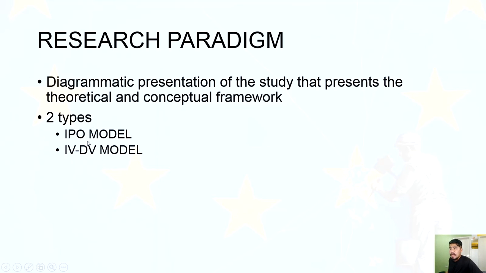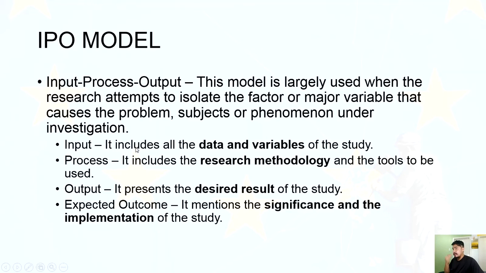So there are two types, your IPO model, then your IV-DV model. IPO stands for input process output model, then your second model will now be your independent variable dependent variable model. Now ganito lang yan, no? First, your IPO model, input process output. So ginagamit siya more likely in surveys, no, or in a combination of several studies.